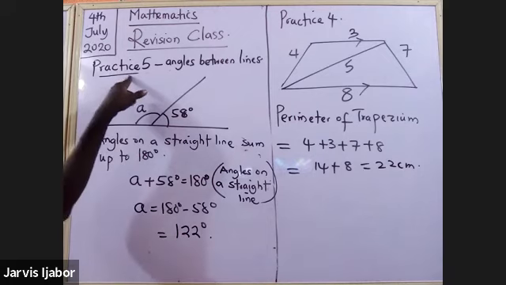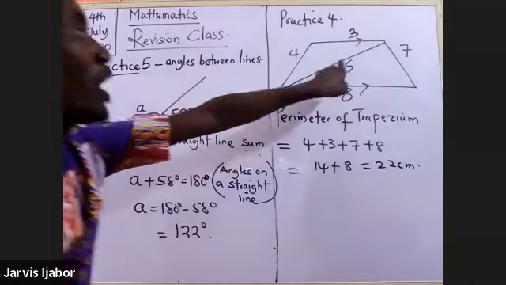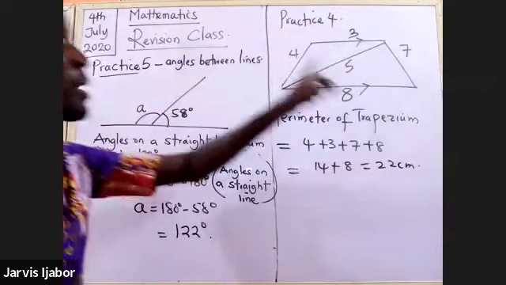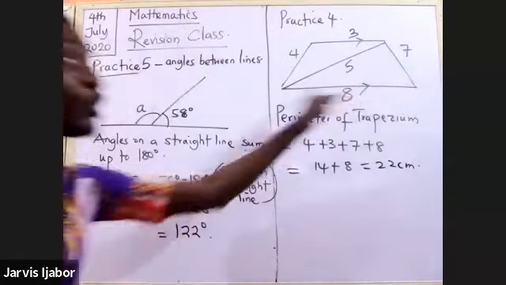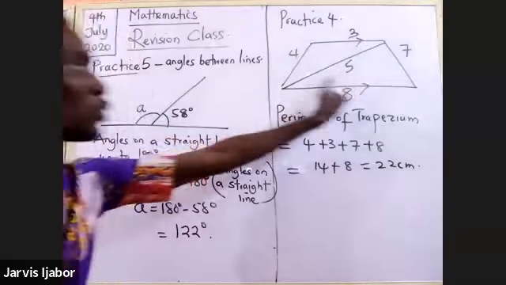This is practice question 5. Oh, who's asking that question? You are not to use 5. In practice 4, you are not to use 5. Perimeter means round the figure, not inside the figure. So I remember I told you that you can't use 5.